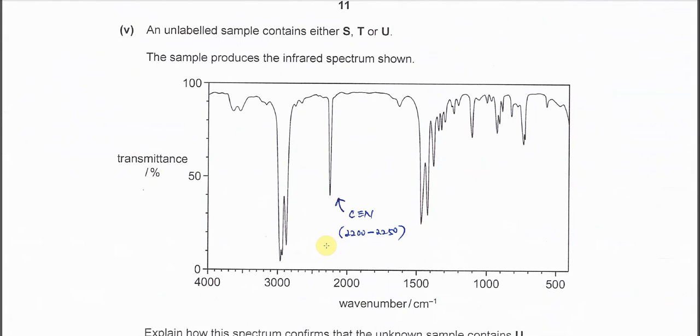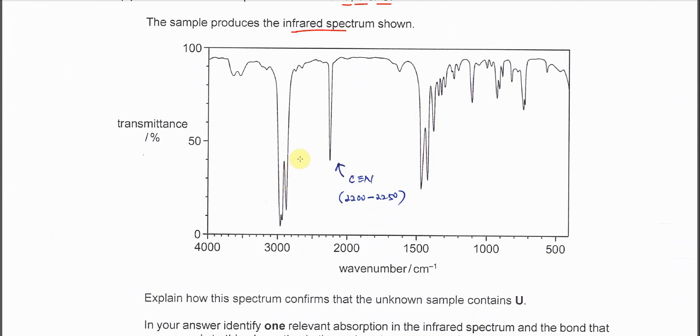Okay, part 5. An unlabeled sample contains either S, T or U. So now the IR spectrum below is telling you what the functional group is. From here, we can get this functional group. So it's around 2200 to 2250 wavenumber. So this one shows that there is a nitrile group in the compound.